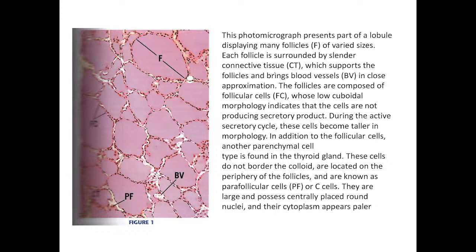In addition to the follicular cells, another parenchymal cell type is found in the thyroid gland. These cells don't border the colloid, are located on the periphery of the colloid follicles, and are known as parafollicular cells, or C cells. They are large and possess central, pale-staining nuclei, and their cytoplasm appears paler.